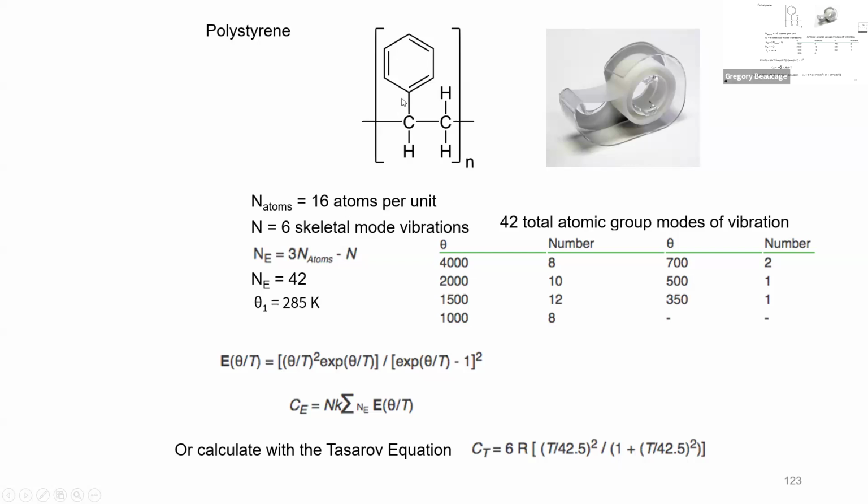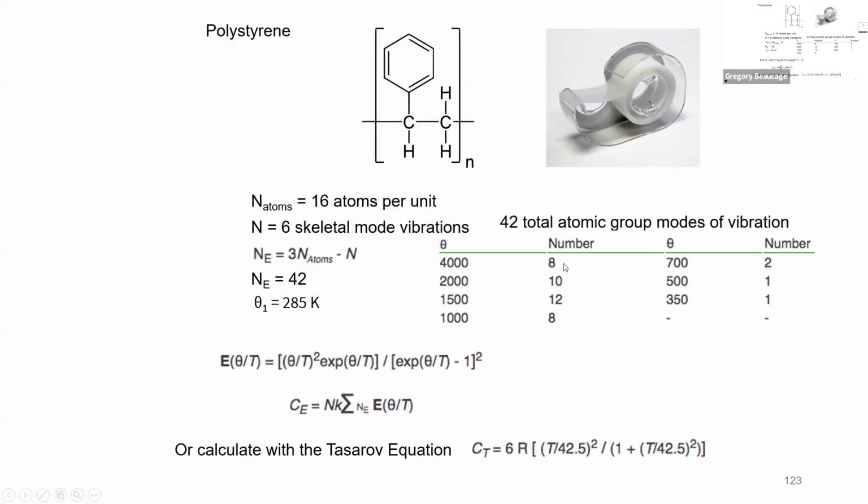Anyway, how many atoms? 16 atoms per unit, and then you have an equation that decides how many vibrations you'll get: 3 times the number of atoms minus the skeletal mode vibrations, which is 6 here. And then you get a number, 42 vibrations, and these are the Debye temperatures, or the Einstein temperatures, for each of those 42. And some of the 42 have the same energy.